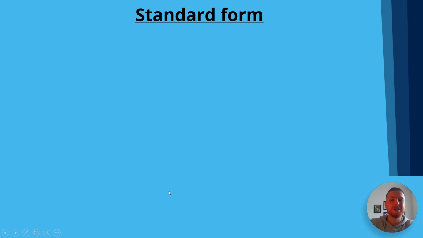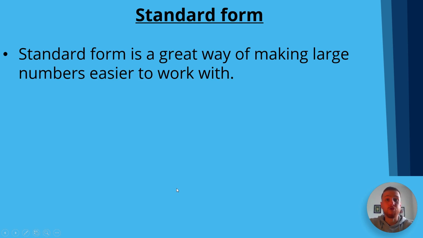So let's have a little look at standard form next of all then. Well, standard form is a great way of making large numbers easier to work with. So 0.0005 is 5 times 10 to the minus 4. Now, it's okay, people like myself saying it's easy to work with, but you've got to get the hang of it first. Once you've got the hang of it, it is 100% easier to work with, but to begin with, it can be a little bit tricky.